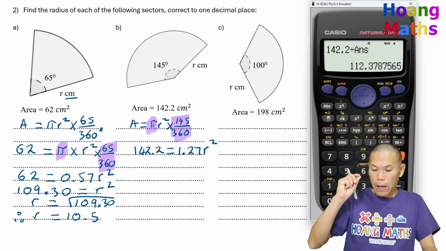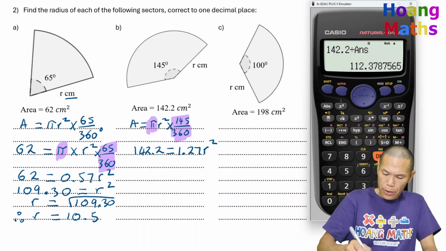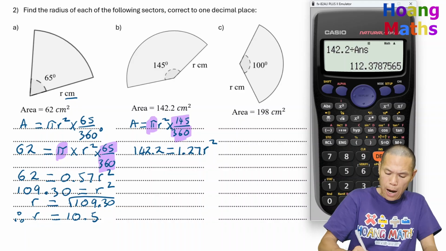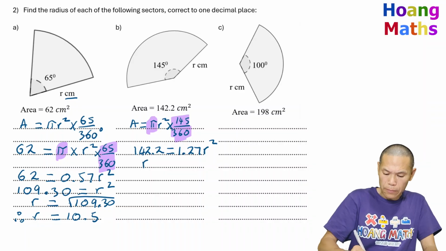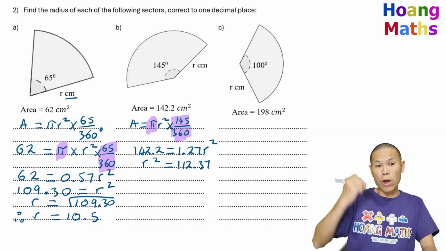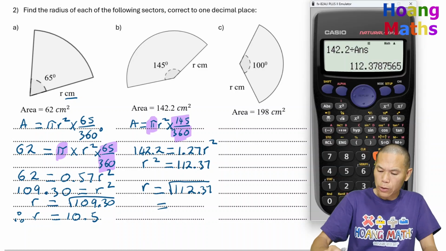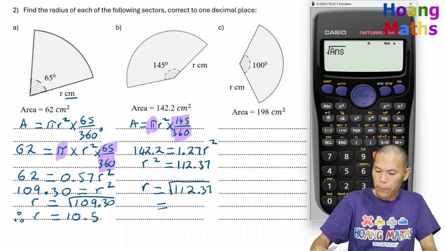So that is 112.38 for now. So r squared equals 112.37, and we just take the square root on both sides. So that is r is equal to the square root of 112.37. That is equal to, let's just go square root the answer.